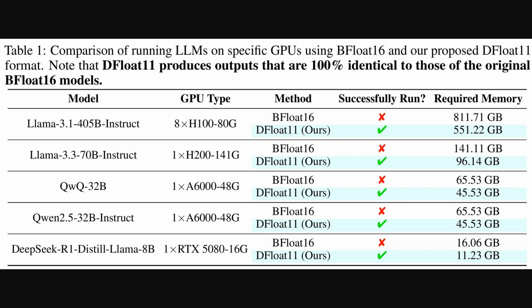Okay, so this first table really drives home the practical impact of that 30% saving we just mentioned. It compares running different large models, like Llama 3.1 405B and Qwen 2.5, using the standard bfloat16 format versus this new DFloat11. You can see the required memory for DFloat11 is much lower, consistently around that 70% mark we discussed. And crucially, look at the successfully run column. For every model shown, the bfloat16 version failed on the listed GPU setup because it needed too much memory, while the DFloat11 version ran successfully. This really shows how DFloat11 lets you fit these huge models onto hardware that just couldn't handle them before.